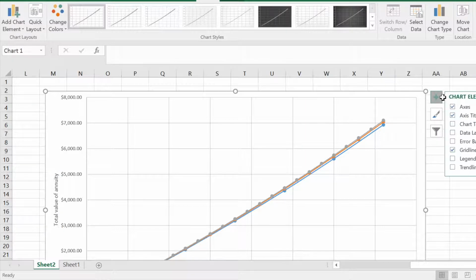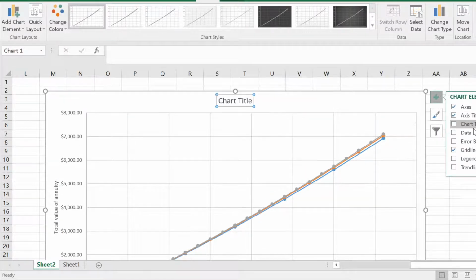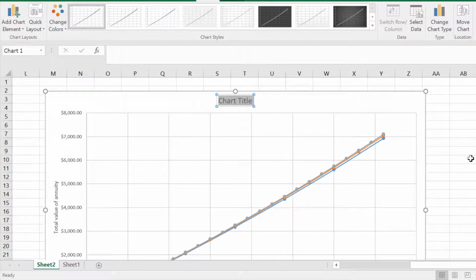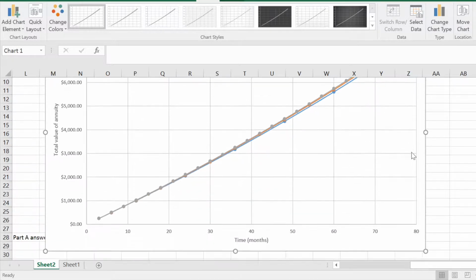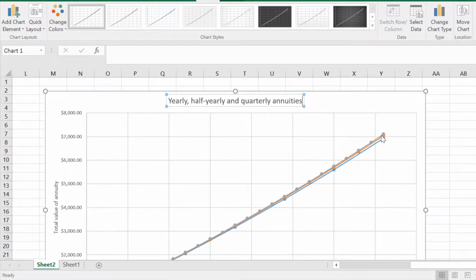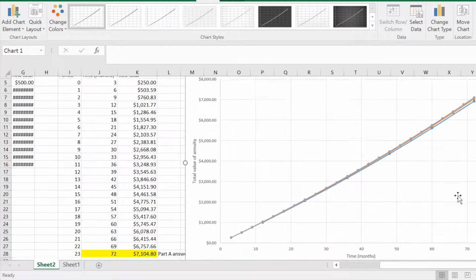All right. What else am I missing? I'm missing a heading. So we want a chart title. So we had yearly, half, and quarterly annuities. And there we go. We should put a legend in, but I'm not going to do that for now.